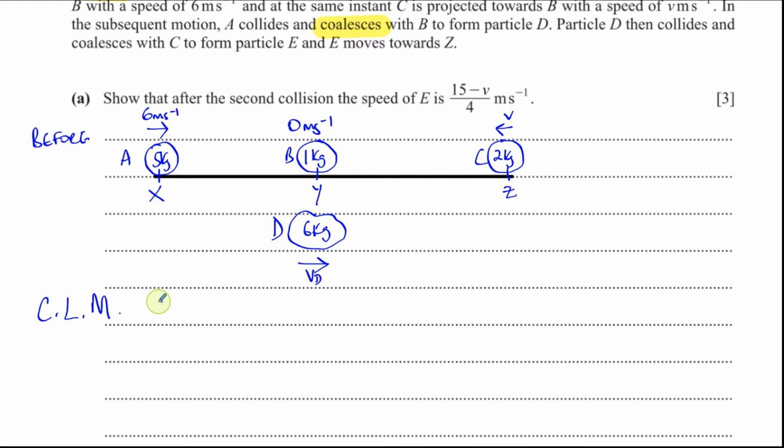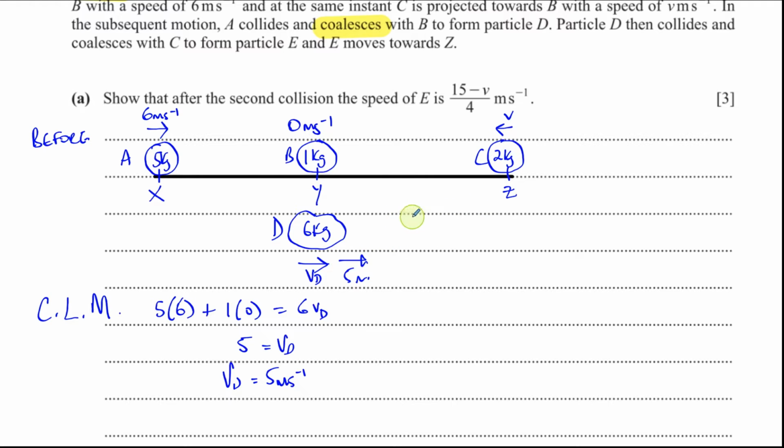So in this case, it's going to be 5 times 6 plus 1 times 0 is equal to the total momentum after the collision, which is basically 6 times VD. So you end up with 6 times 5, which is 30, divided by 6, which is 5. So VD is equal to 5 meters per second. The velocity of D is 5 meters per second. That's how D moves after the collision.